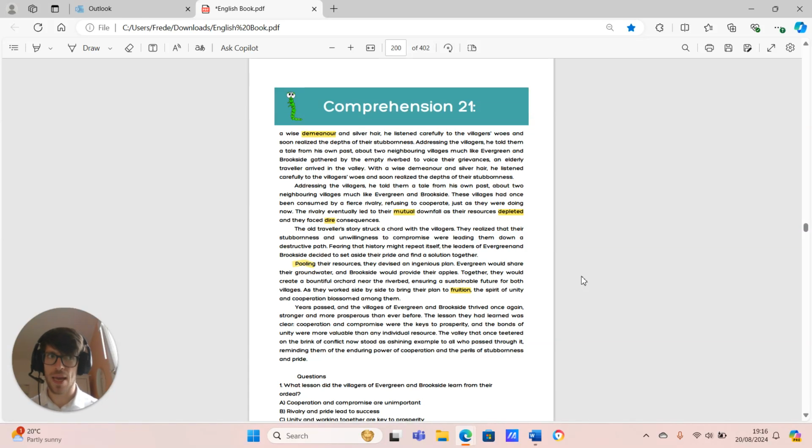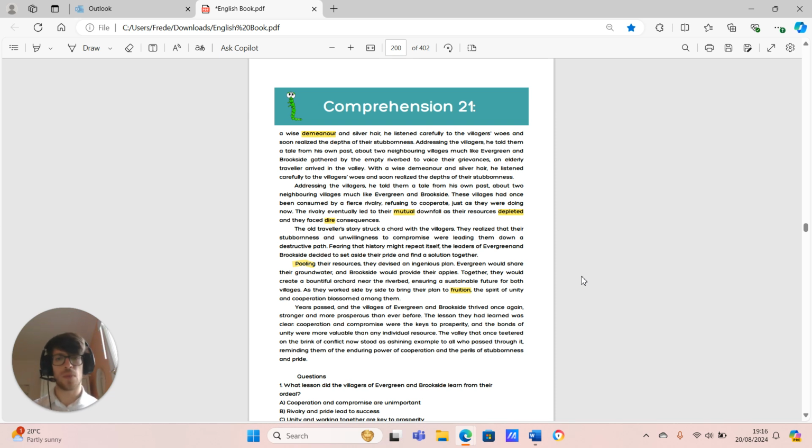Idiomatic phrase. An idiom is a phrase that isn't meant literally. It's one that we just use to mean something. You get different ones in different languages. An English one here. Something strikes a chord. You've got a question on that later. They realised that their stubbornness and unwillingness to compromise were leading them down a destructive path. Fearing that history might repeat itself, the leaders of Evergreen and Brookside decided to set aside their pride and find a solution together.